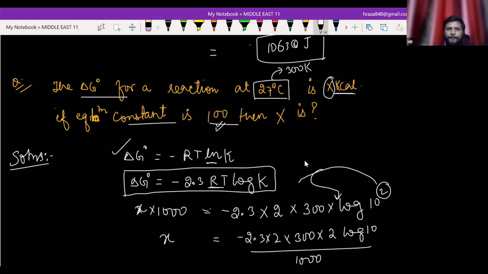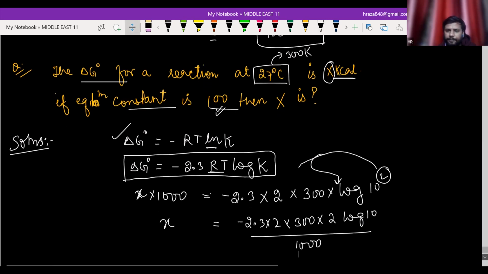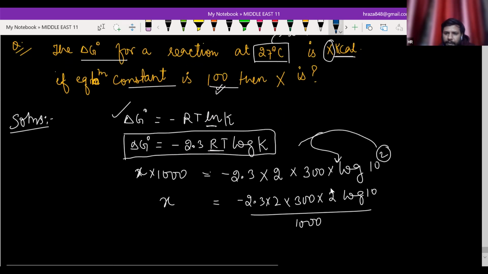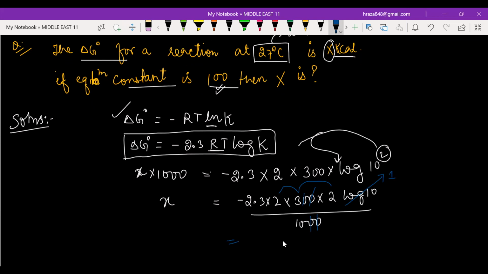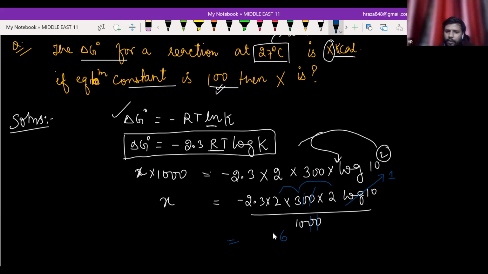Now see, I can easily calculate it. Here, log 10 has a value 1. And you know that this 0 will be cancelled. Now, 2 threes are 6, 6 twos are 12, and 12 into 3 will be equal to 36. And 12 twos are 24. That will be equal to 27 divided by 10. So the answer will be 2.7 or 2.76. Is that clear? Yes, sir.